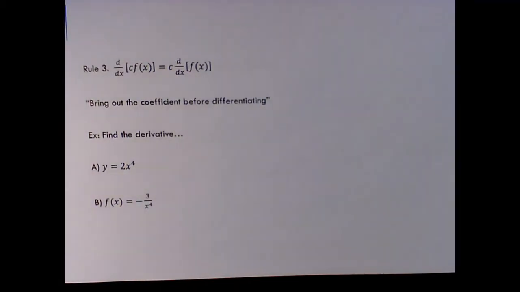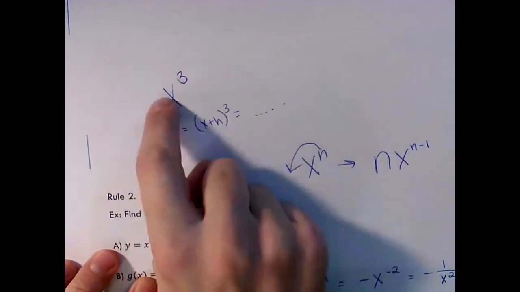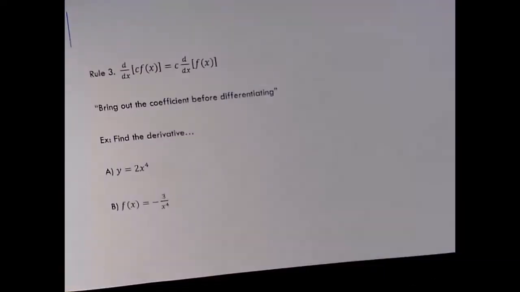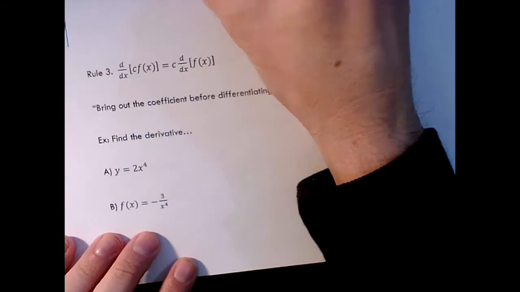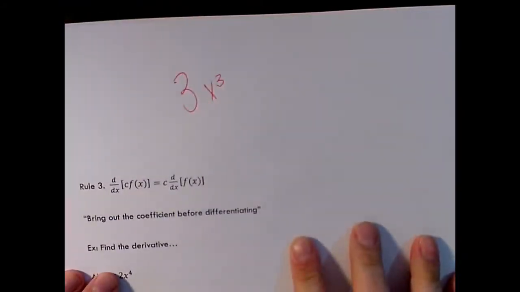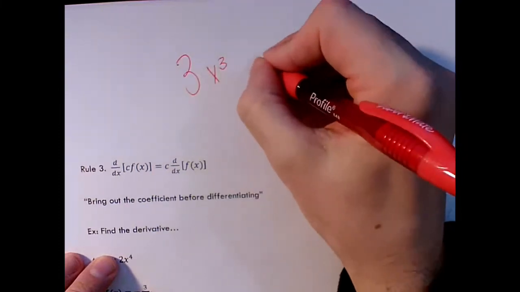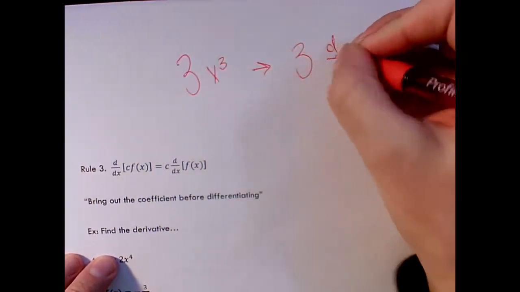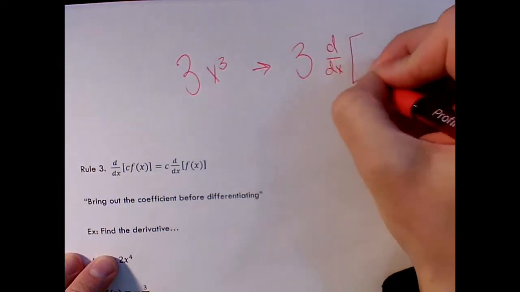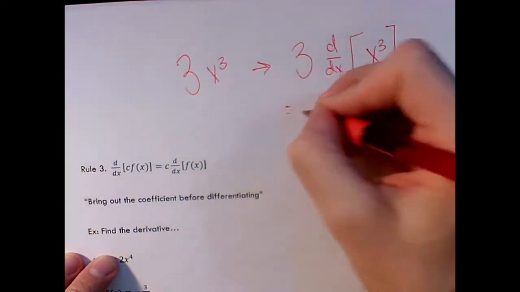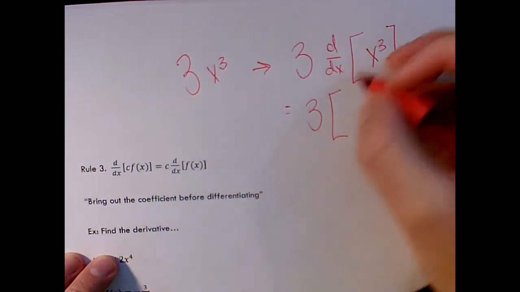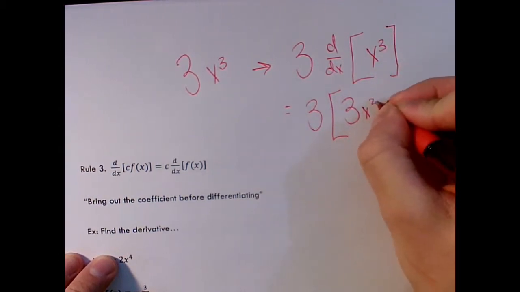Rule 3. If I have a coefficient, so take these types of problems here, take this guy and throw a 5 in front of it. How does that change things? Well, it doesn't. If you have something like 3 times x to the third, and I'm asking you to find the derivative, just pull 3 out and take the derivative of x to the third. Which, as we know, becomes, bring the 3 out, subtract 1 from 3.